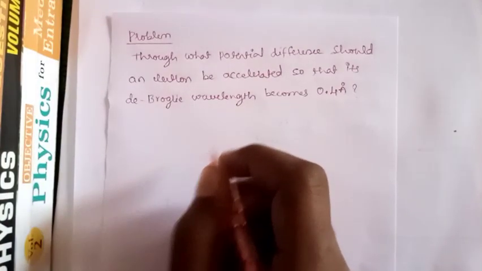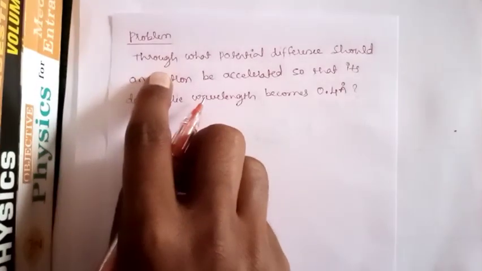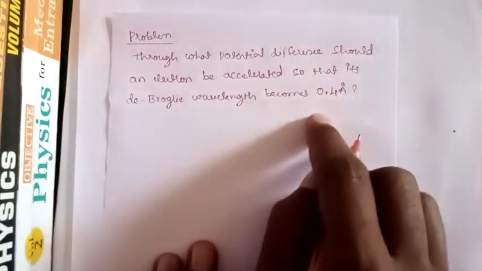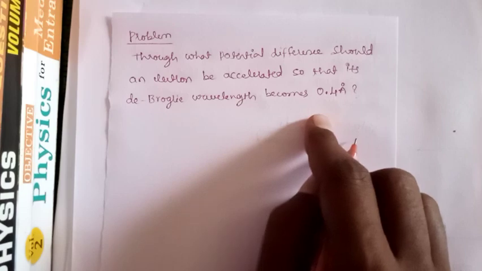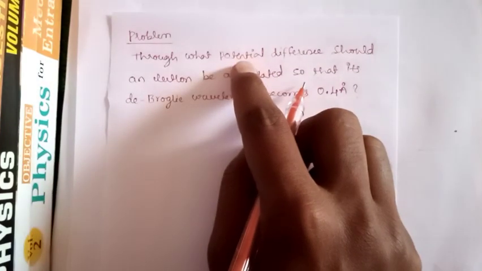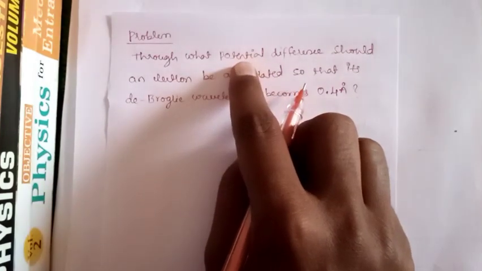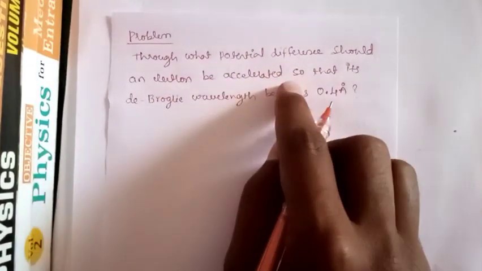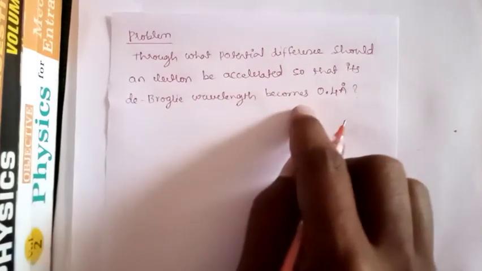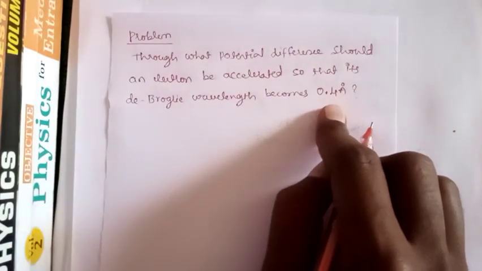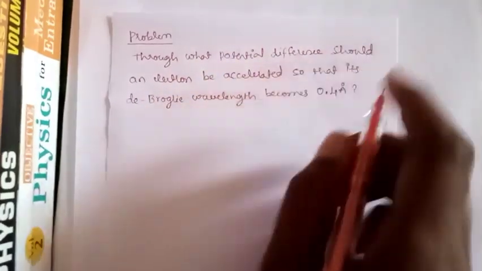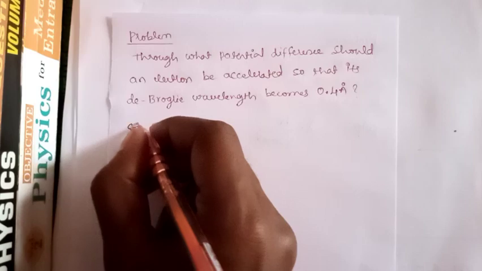So let us consider one example. Through what potential difference should an electron be accelerated so that its de Broglie wavelength becomes 0.4 angstrom? See here, a certain potential difference is applied across the cathode and anode. Then the electron gets accelerated here. And when the electron is accelerated, its de Broglie wavelength becomes 0.4 angstrom. That means we have to find that certain potential difference.